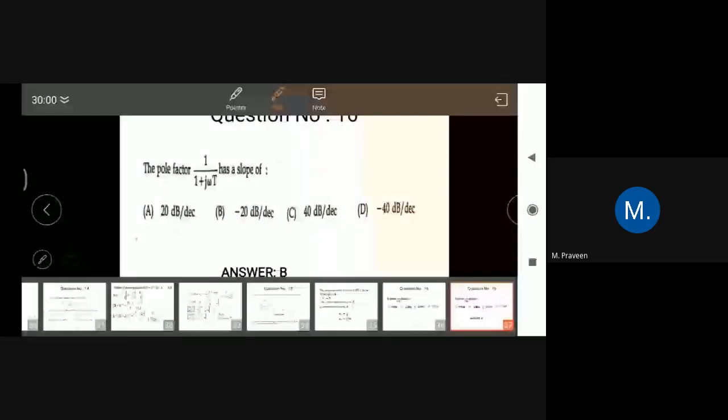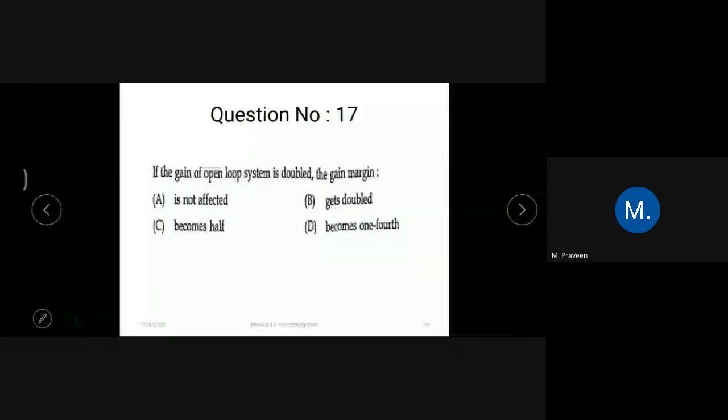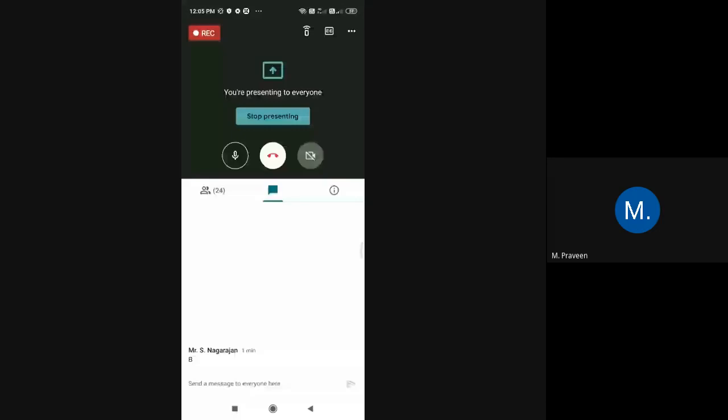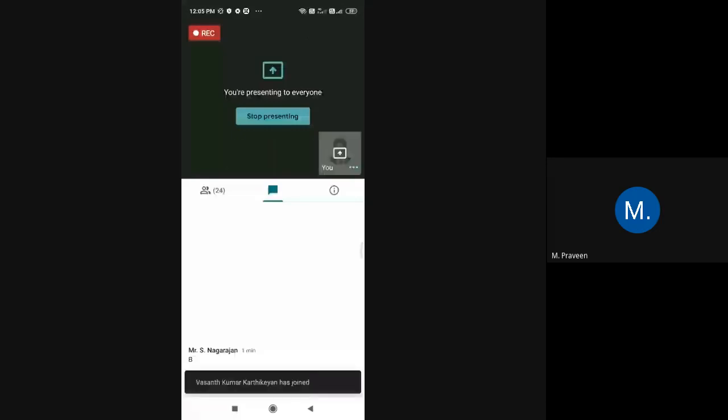Next, this is also given to the participants. When the gain of the open loop system is doubled, what about the gain margin? Any answers? The loop gain is doubled. What about the gain margin? That's the question they asked.